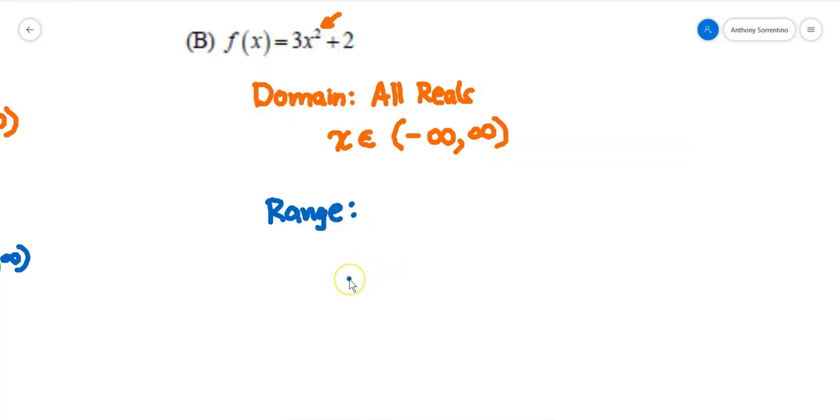And therefore, with that graph, I can now say that the range is y values such that, now I'm going to put a bracket at 2 because it looks like I could be 2, to infinity, open parenthesis. Again, the parentheses on the infinity because I can't equal infinity. So that would be my range in interval notation. Basically, it's saying all values that are greater than or equal to 2.